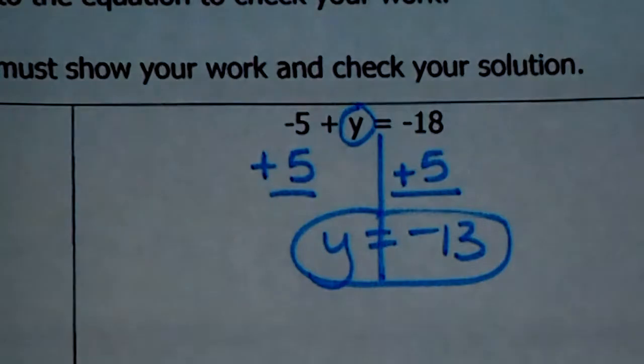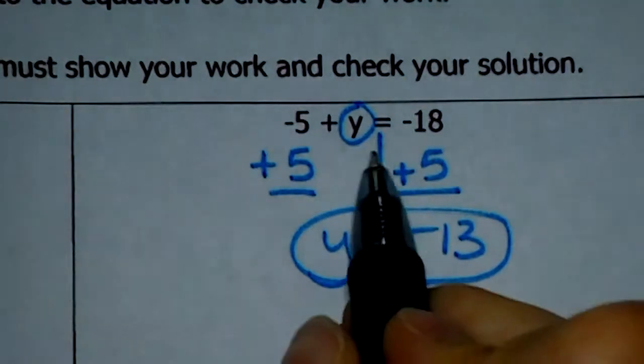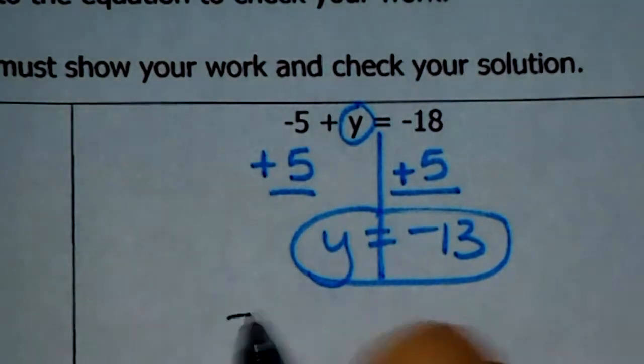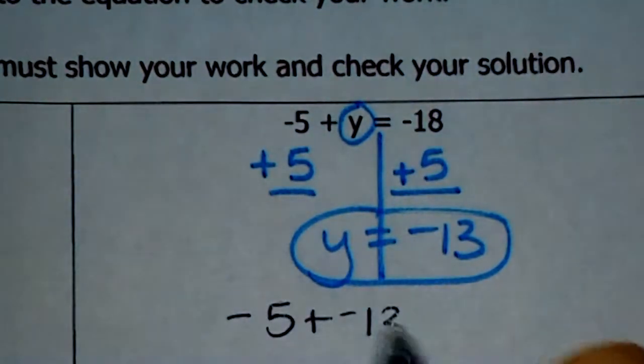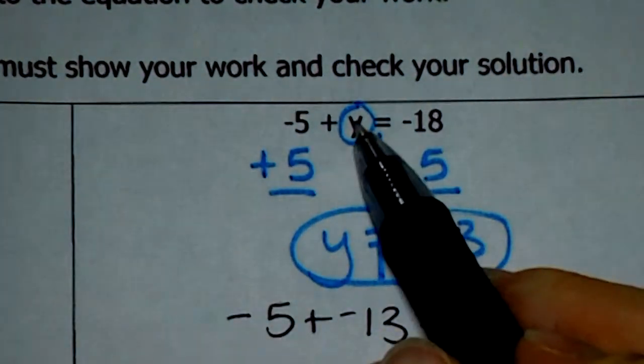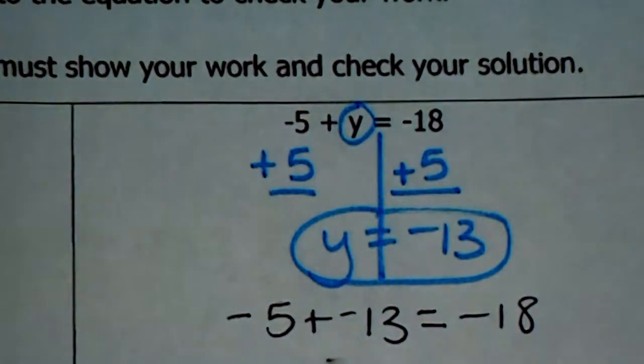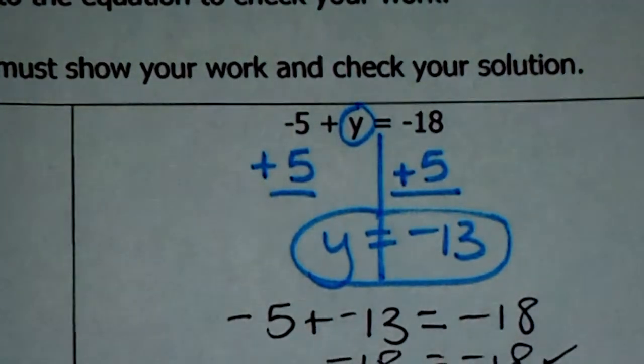So y equals -13. To make sure that we are right, I'm going to go back to my original equation here. I'm going to put -13 in for the y. So -5 plus -13 should equal -18. So again, this y became -13. I just rewrote the same thing. Is -5 plus -13 -18? Yes, it is. So we know that we're right.